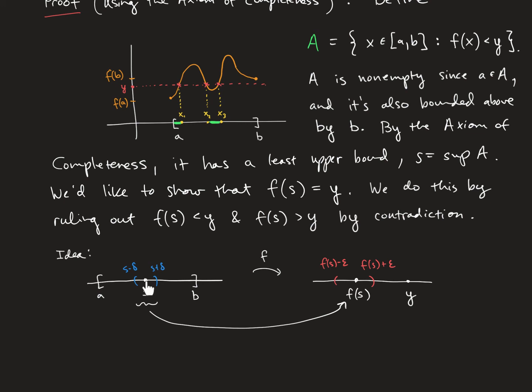That should mean that a little bit to the left and to the right of s, the values of f are still less than y. In other words, we conclude that f is less than y throughout a neighborhood of s.